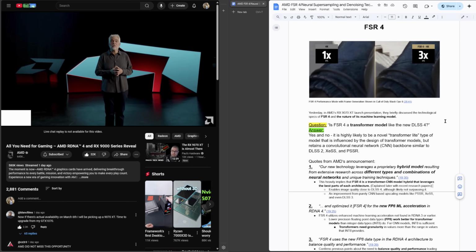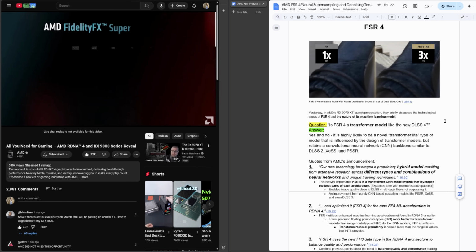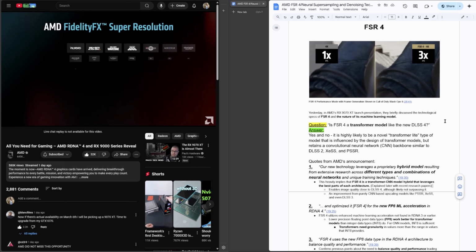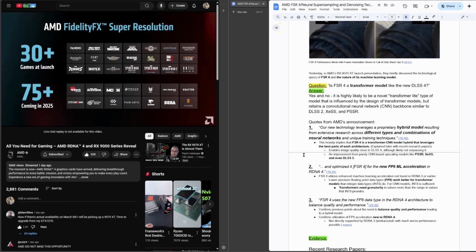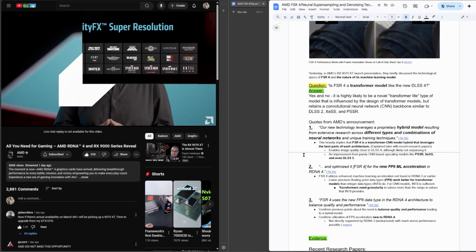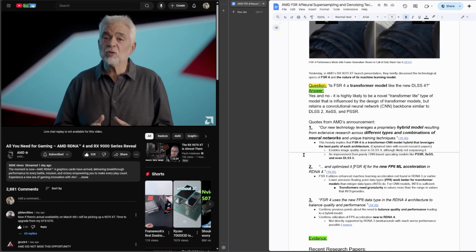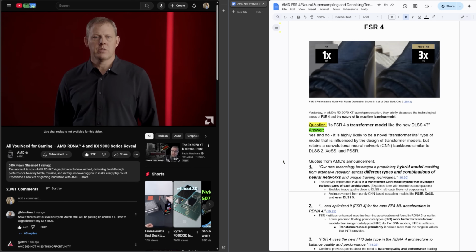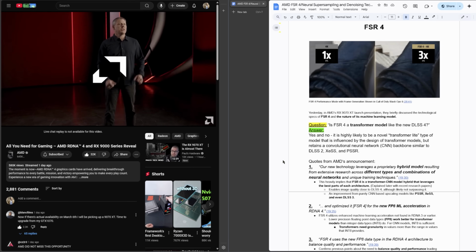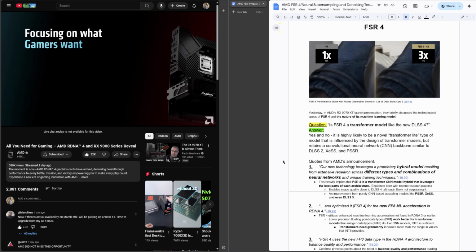Traditionally, upscalers like DLSS 2 have used convolutional neural networks, or CNN models. This includes models like XeSS and the PS5 Pro's PSSR upscaling, and even DLSS 3, so what NVIDIA's state of the art was up until very recently. And CNN models work really well. People really like DLSS, and I have a really good experience with XeSS.